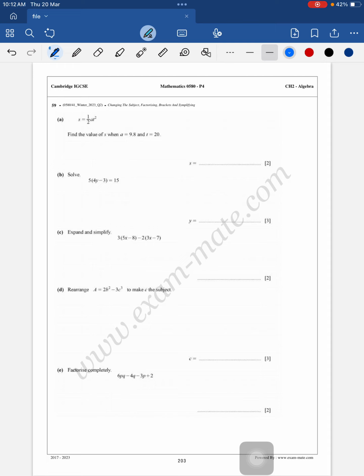Okay, starting with question number 59. We have the equation s is equal to half a t squared, right? And we have to find the value of s when a is equal to 9.8 and t is equal to 20. So s is equal to half, a is equal to 9.8 and t is equal to 20, the whole squared. So half of 9.8 is 4.9, and now putting the values in the calculator, 4.9 into 20 squared is 1960.